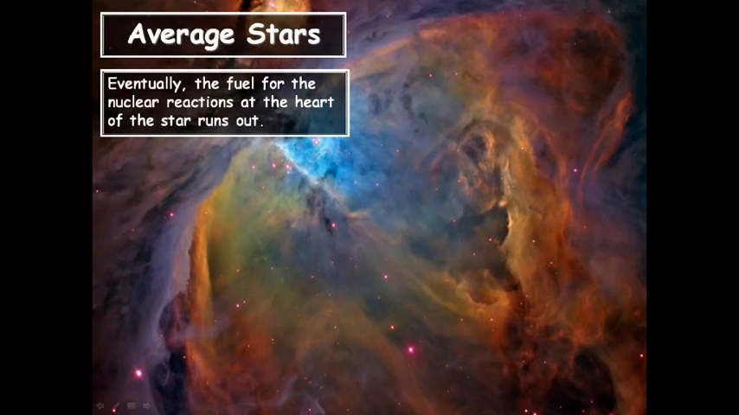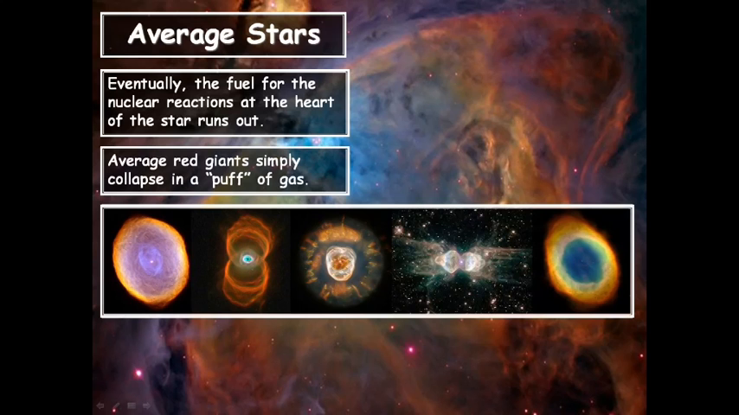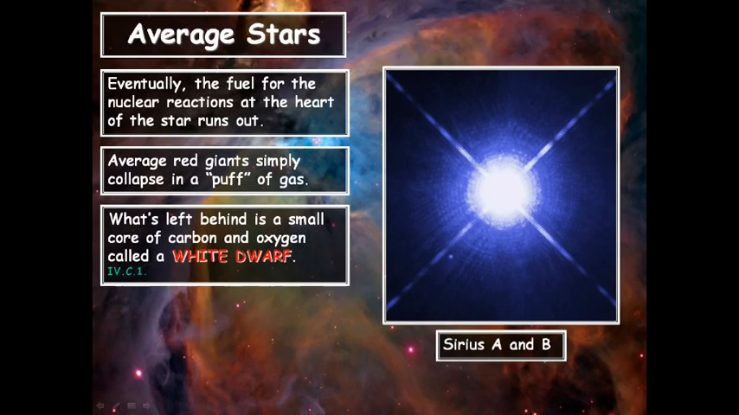All right, so eventually the fuel for the nuclear reaction runs out. Eventually, are you going to use up all the gas? Yeah, eventually you will. It takes about 10 billion years, but eventually you do. And so here's where the red giant collapses. Goes poof. Pretty pictures. But it just goes poof. What's left behind is called a white dwarf. So you can see it right there. So there's the white dwarf.